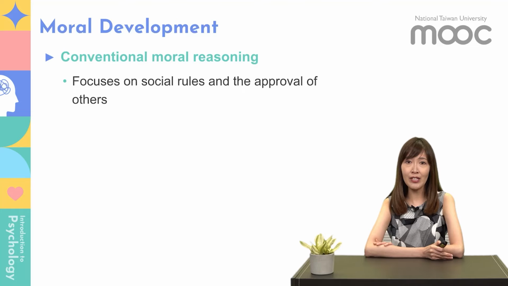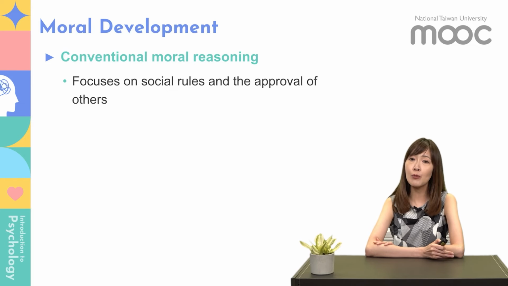Then the next level is called conventional moral reasoning. Now the focus is on the social rules. They know that they have to follow the rules and the laws in the society, and they want to gain the approval from others. They want to be a good girl or a good boy.